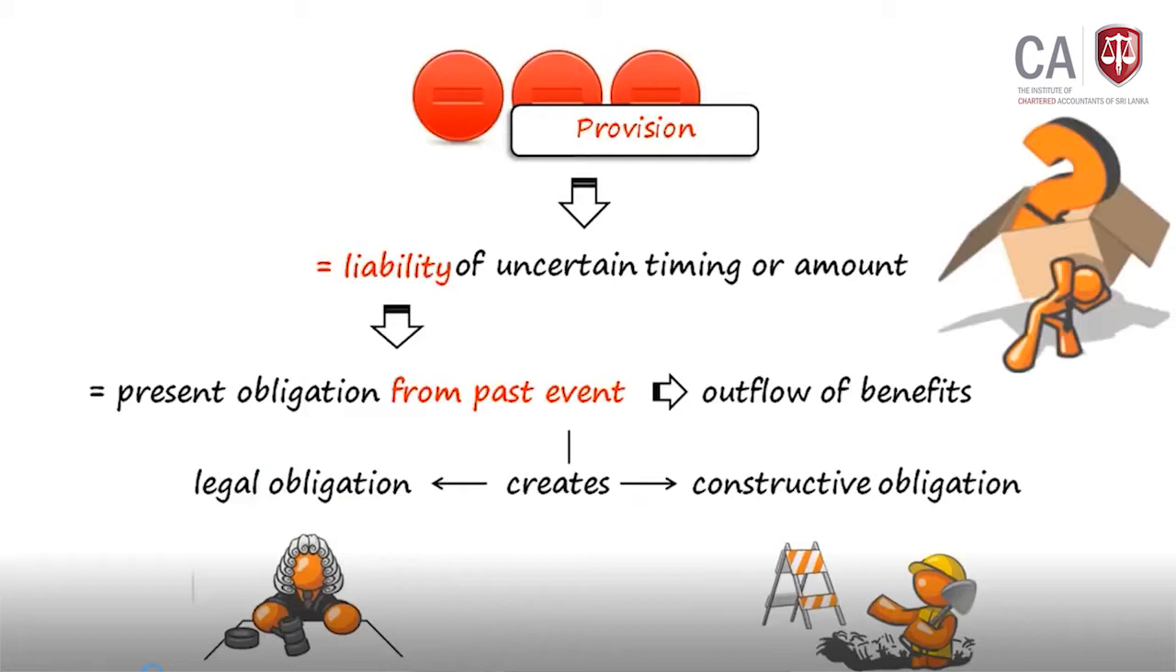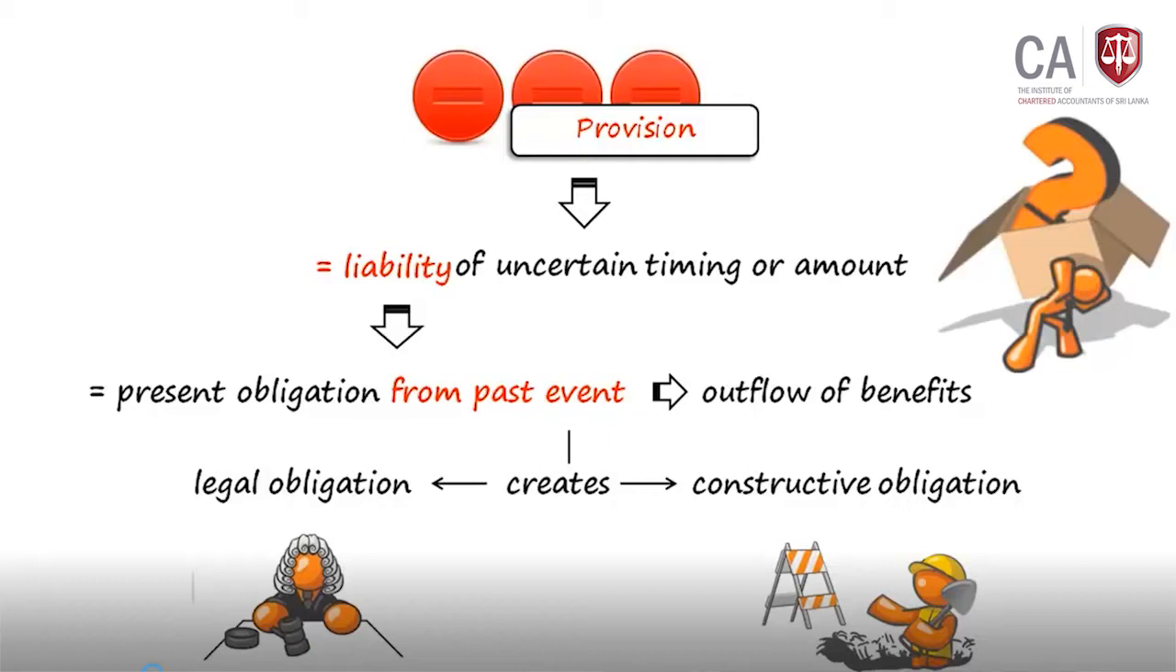The first element of the standard is what? Provision, out of three elements. What are the three elements? Provision, contingent liabilities and contingent assets. I would say the most important part of the standard is provision. Right? The standard says provision means a liability.